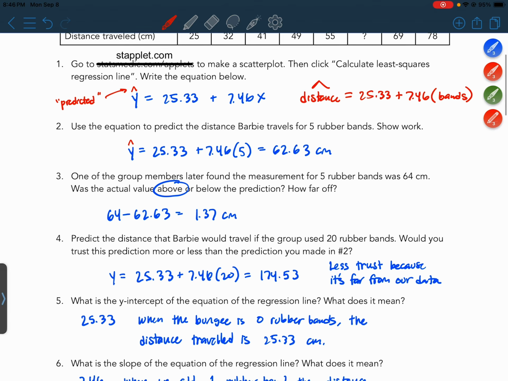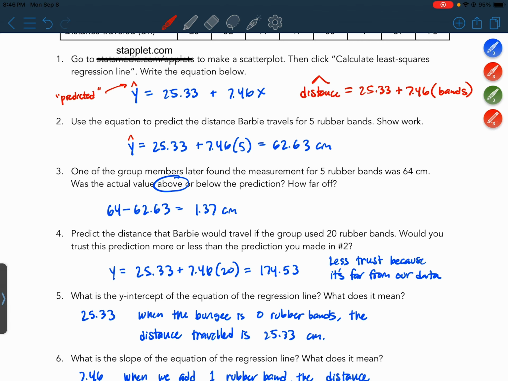Okay. All right, question 3, we want to look at the difference between the prediction and the actual distance. It was a difference of about 1.37 centimeters. Okay. That difference is called a residual. Okay. And we define it as the actual value minus the predicted value. Okay. Now sometimes residuals will be positive, like it is in this case. Other times the residual could come out negative, right? And that would happen if the actual value was below the prediction.